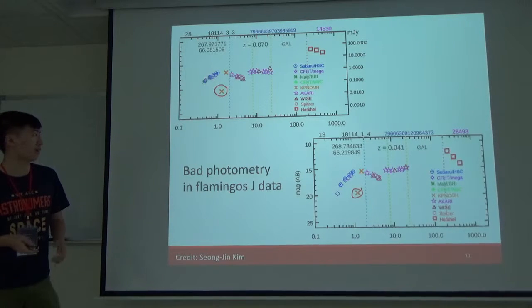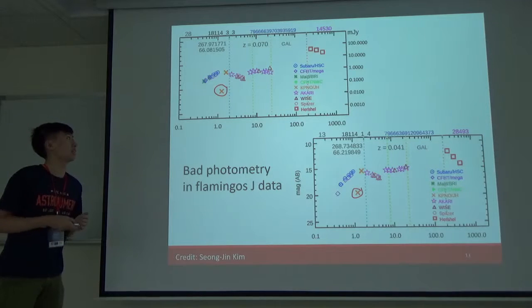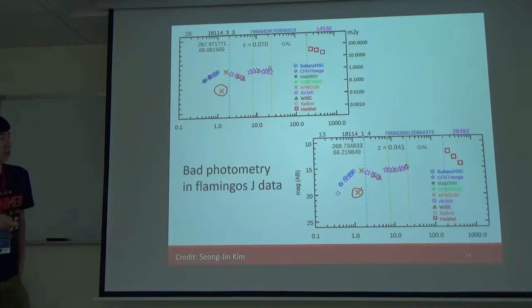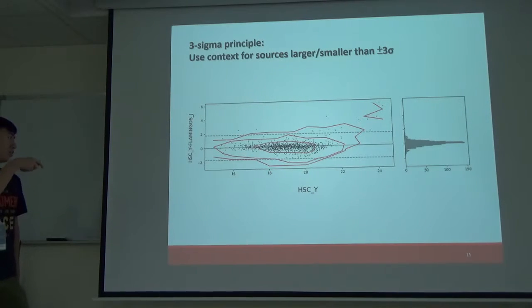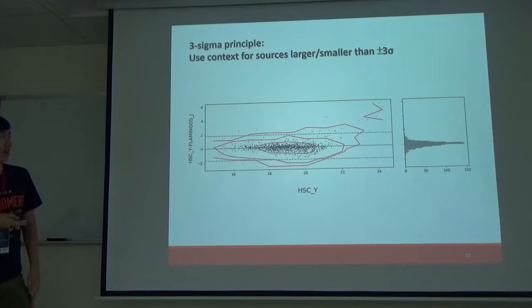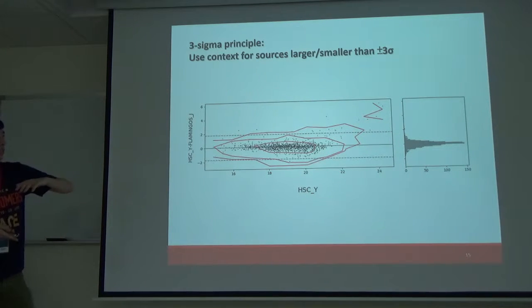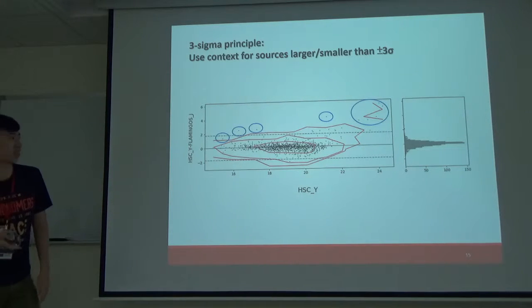The next problem I found is that there is some bad photometry in the Flamingos J data. We can see that in the red circle, for Flamingos J data, sometimes it pops out from the SED. Therefore, I again use the 3 sigma principle. I use context for HSC Y minus Flamingos J versus HSC Y. I use context for those 3 sigma outliers, so they are circled with the blue one.